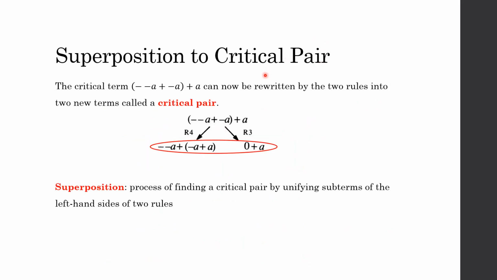So I repeat again: by trying to unify the left-hand sides of two rules, this process yields a critical pair, and we call this process superposition. The unifying of the left-hand sides of the rules will give you the critical term.